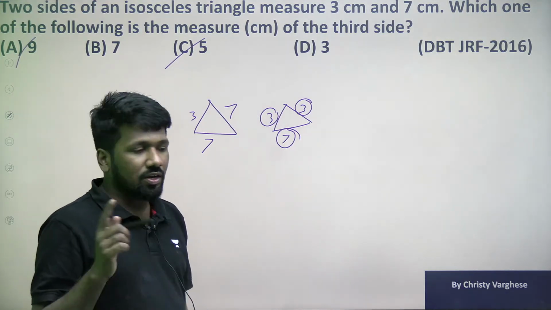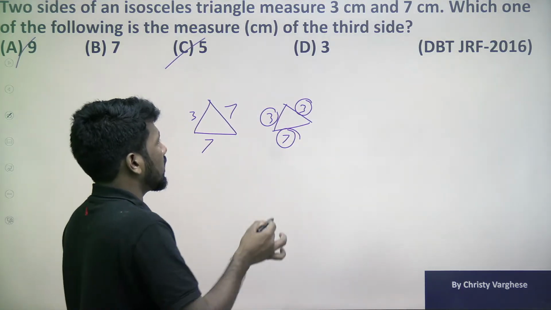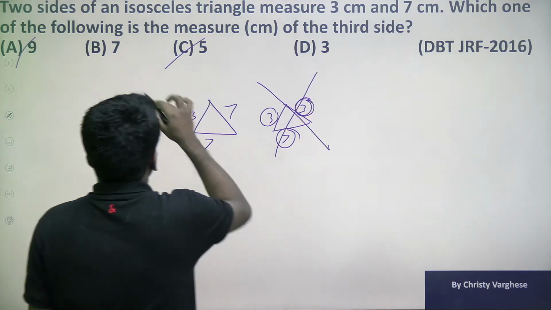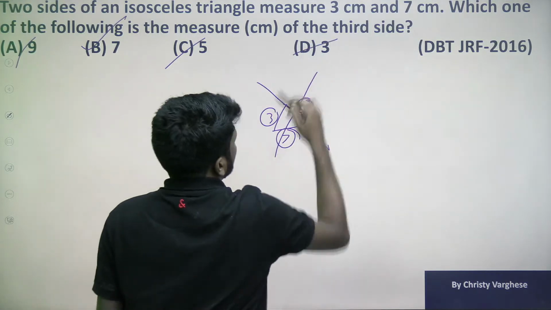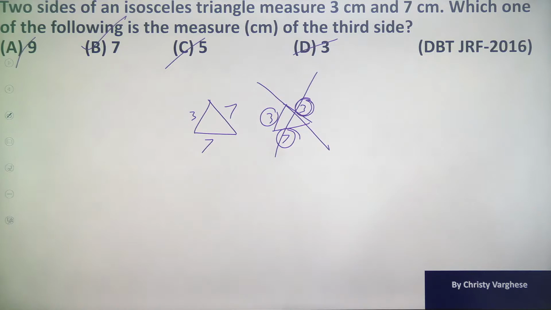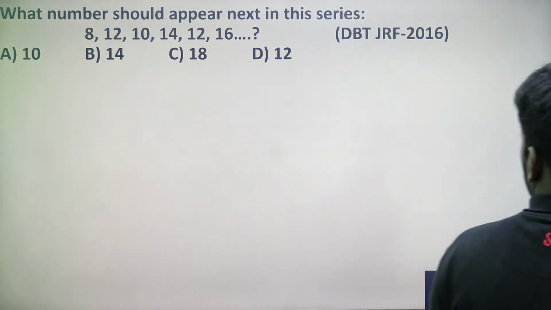The property we learned yesterday, or property you learned in school days, due to which 3 is impossible. 3 cannot be the third side. So 7 is the only possibility. Are you all understanding? Already discussed yesterday, so we will continue to the next question.